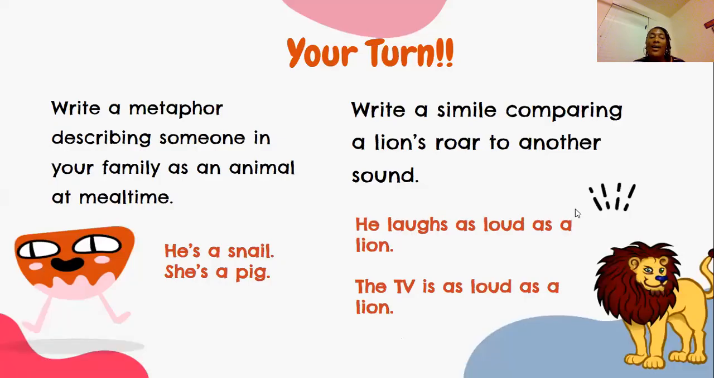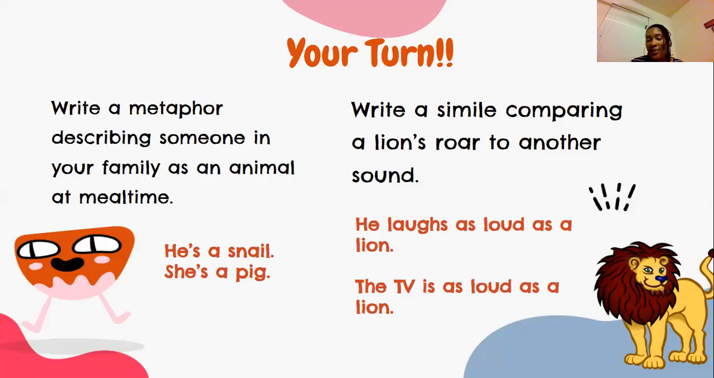Well, welcome back. Hopefully you pressed pause and wrote your sentences. Well, I wrote my samples, metaphors. That's when I don't use like or as, and I'm going to describe a family member at mealtime. He's a snail. I'm just saying at mealtime, my brother eats really slow. So I said he's a snail, comparing my brother to a snail because they're both slow. And at the dinner table, he's a slow eater.